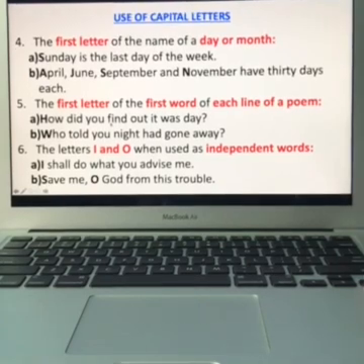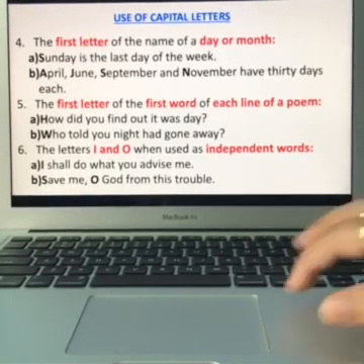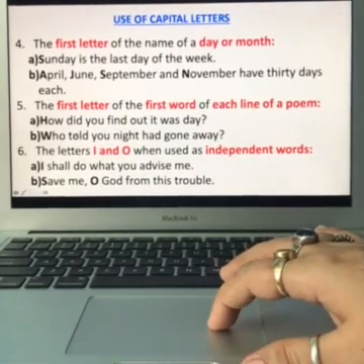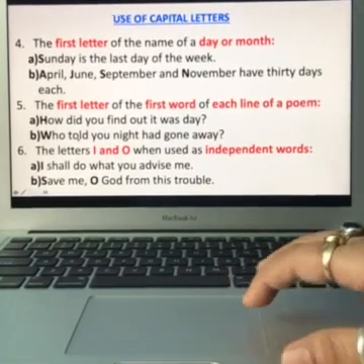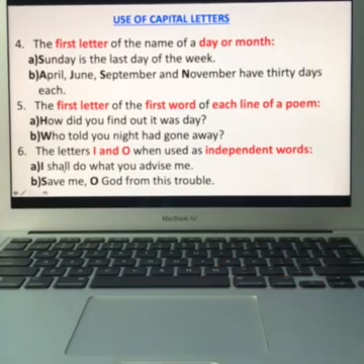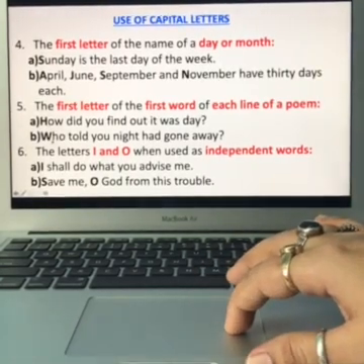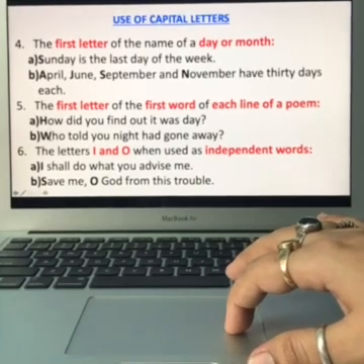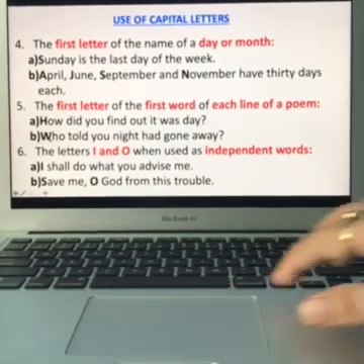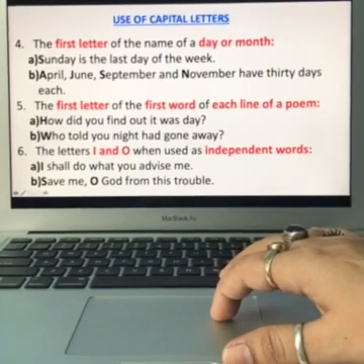The first letter of the first word of each line of a poem will be always capital. How did you find out it was day? Who told you night had gone away? H of how and W of who is capital because these two letters are the first letters of these two lines of the poem, Good Morning.